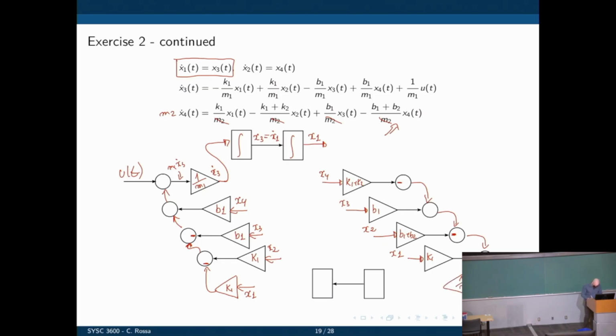And here we have X4 dot. Integrating X4 dot, we get X4. But what is X4? Well, X4 is simply X2 dot, going from this equation here. When we integrate this once again, we have X2.